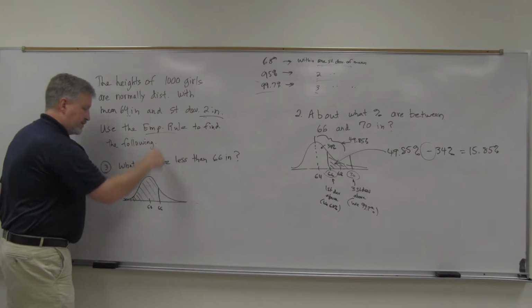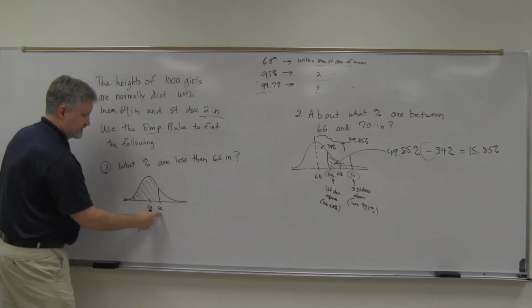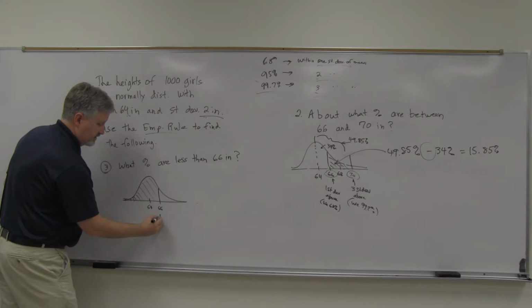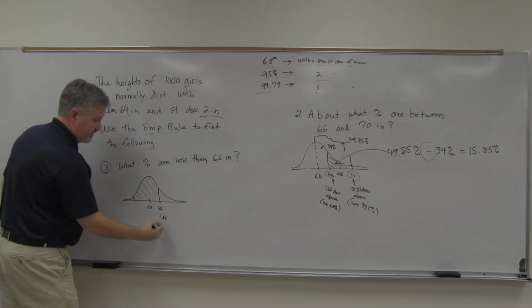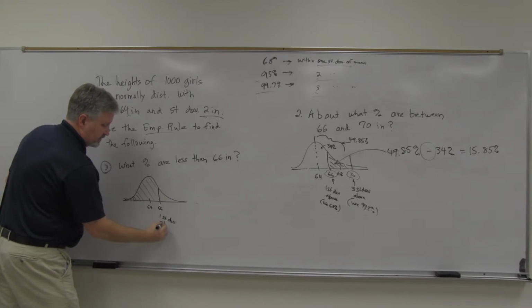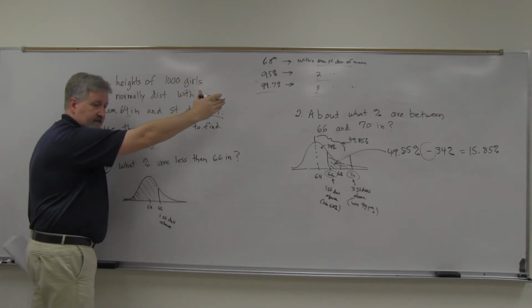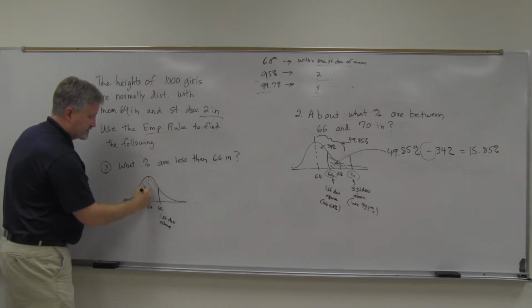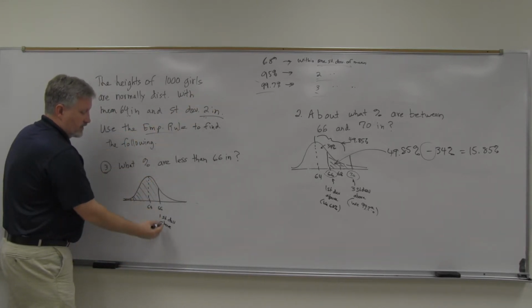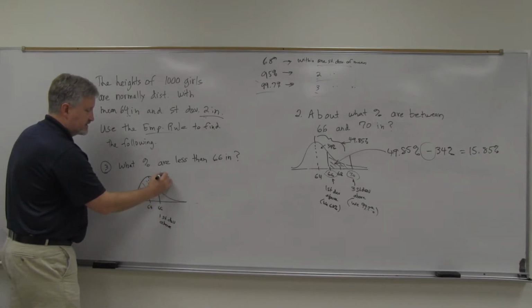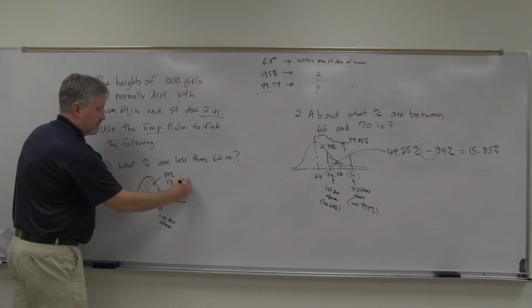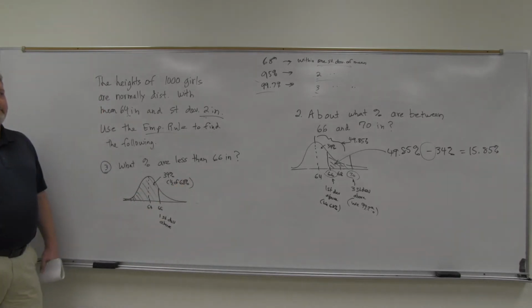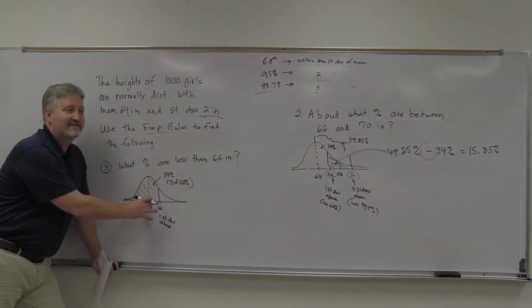Now, by empirical rule, figure out the number of standard deviations. Again, 66 is 1 standard deviation above, which is the 68%. However, here's what I'm going to do with that. What I can get out of that 68% is this percentage right here from the mean to 66 is 34%, half of the 68. But that's just this little piece.